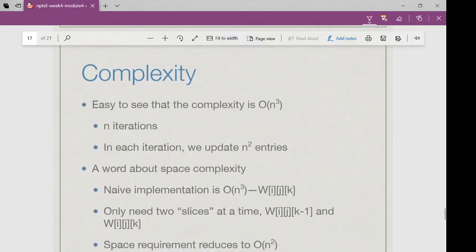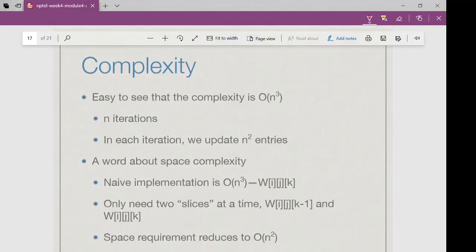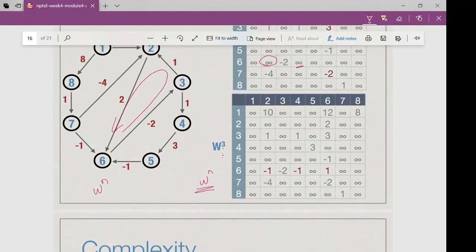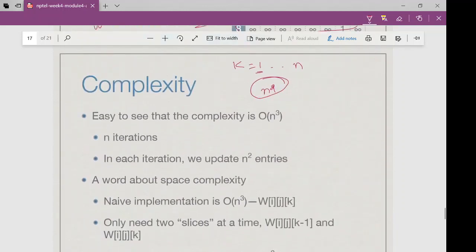Now let's talk about the complexity of this. It is very easy to follow that the complexity is n cube. Why is it n cube? If you remember the algorithm, k goes from 1 to n, meaning n times, and in each iteration we look at n square entries in the worst case. So the complexity is n cube, because there are n iterations, and in each iteration n square entries are updated.